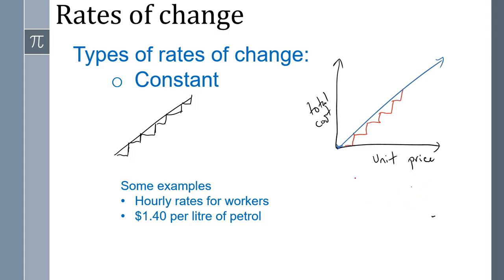It's constant. Okay, so where you see the word constant, I want you to think about, could you write a linear equation for that? For example, $1.40 per litre of petrol, we could make the amount of litres equal X. Therefore, Y equals $1.40 times X. Okay, so if you're thinking constant change, you're looking at a linear equation.